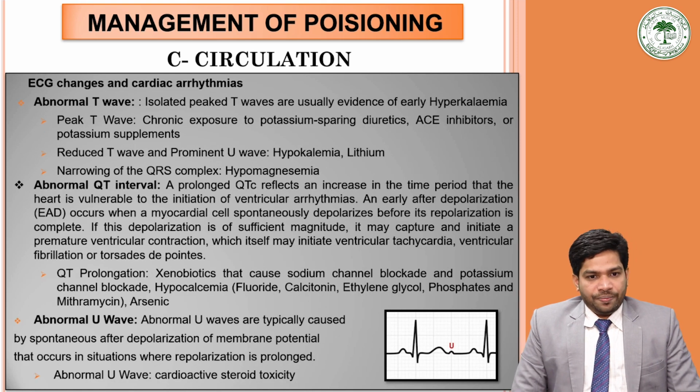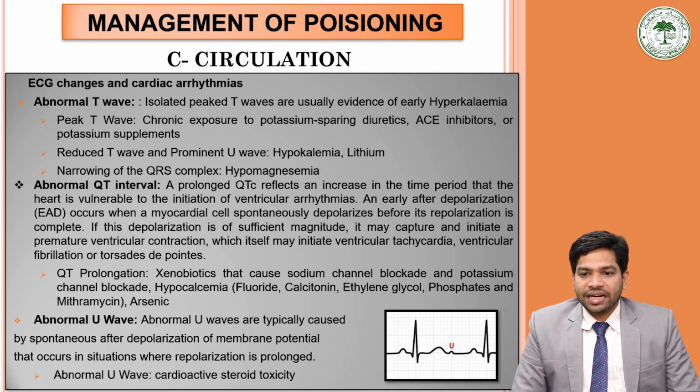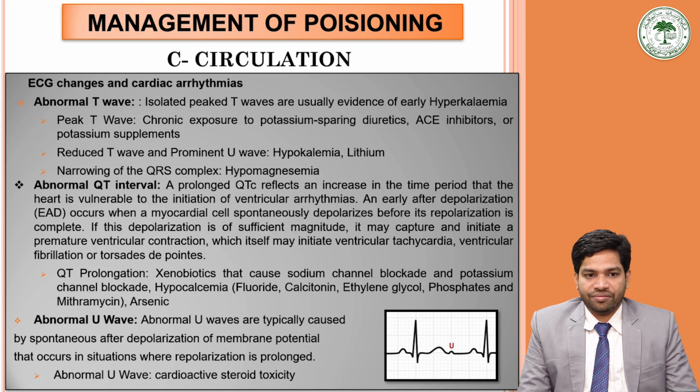Further, abnormal T wave. An isolated peaked T wave is usually evidence of early hyperkalemia. Hyperkalemia initially causes tall tented T waves with normal QRS, QT, and P wave. Progressive widening of the QRS complex causes it to merge with the ST segment and T wave, forming a sine wave. So a pattern of sine signature is there, that is called sine wave. ECG changes of hyperkalemia may occur following chronic exposure to potassium sparing diuretics, ACE inhibitors, or potassium supplements. So they will present with the peaked T wave.